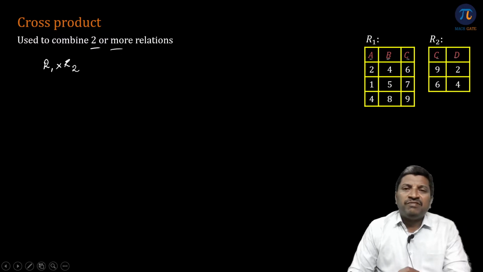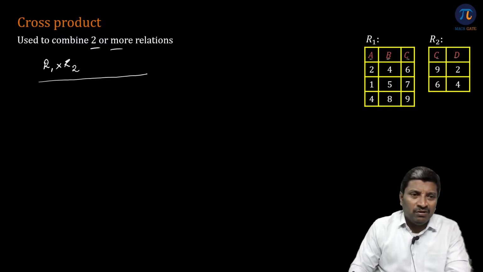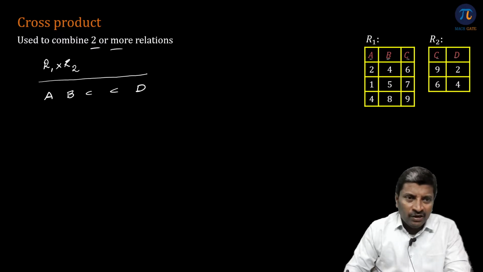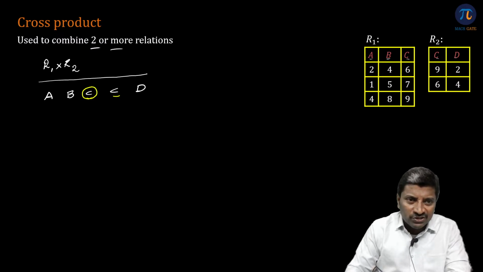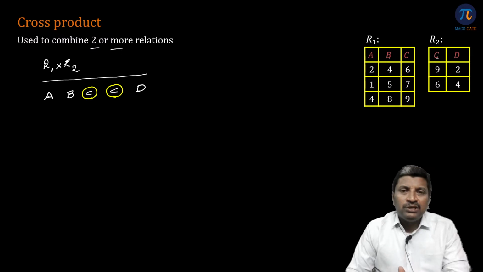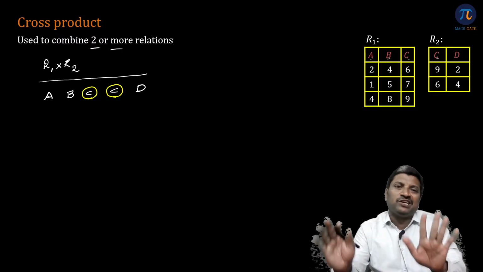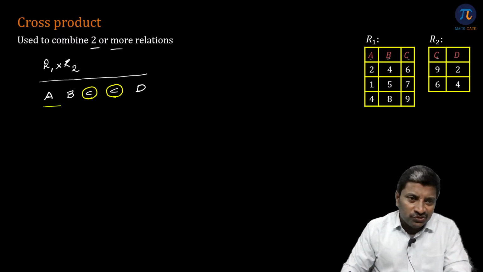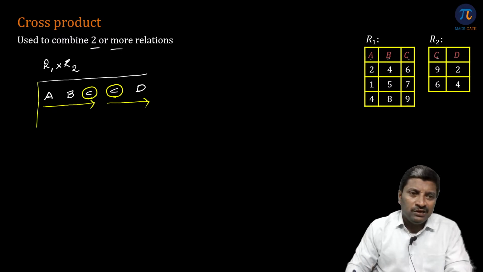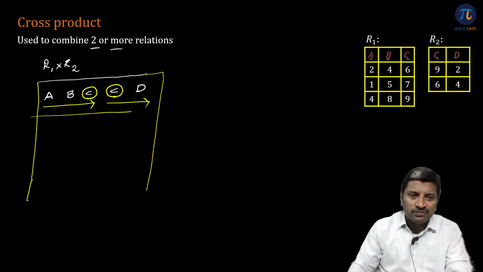First, let us list out the columns of the table. I will have A, B, C, C, D. Sir, please observe it. It doesn't matter whether the column name is the same or not. Its duty is to combine the columns of the first relation followed by the columns of the second relation. That's it. That is its duty.